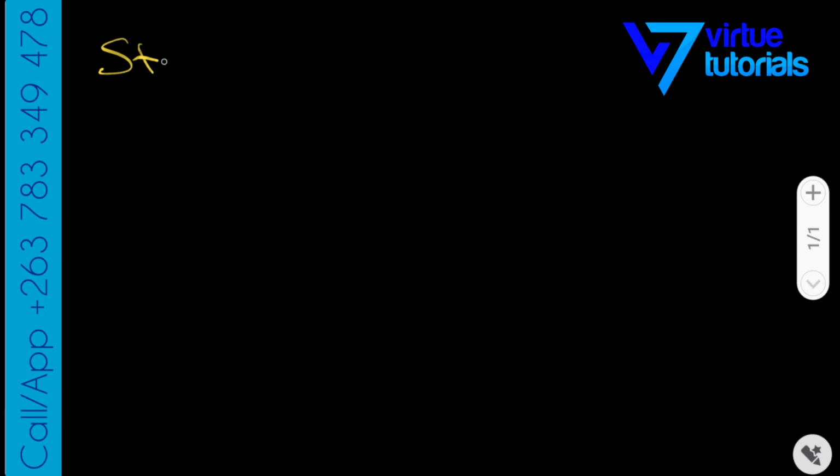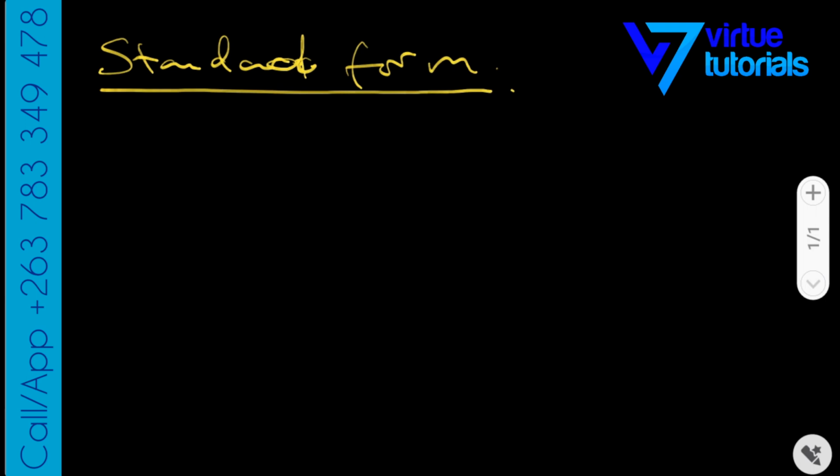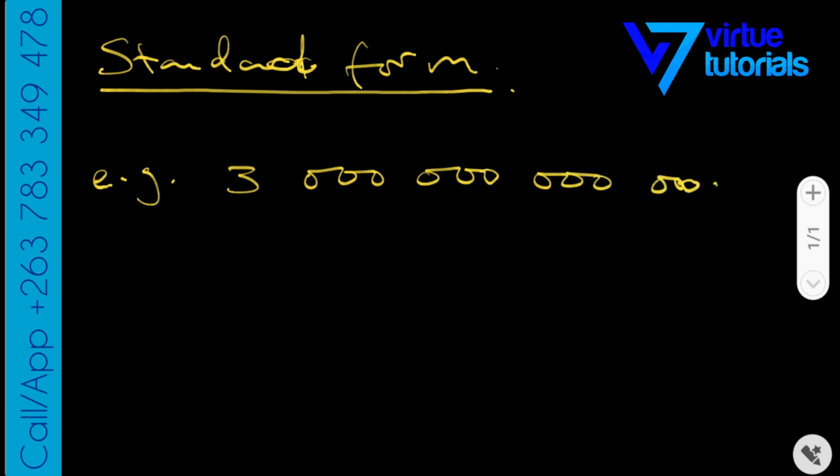All right, so let's talk about standard form. Okay, so now we can have some very, very big numbers. For example, we can have a number like this. This is probably 3 trillion. And then we can have a number like this.